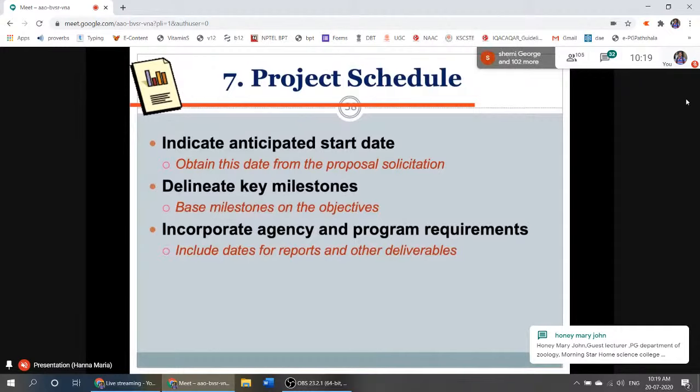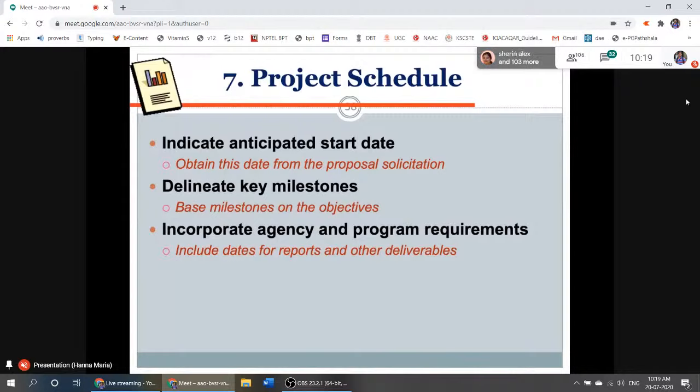You also have to indicate the anticipated starting date of the project. If you look at the European Union project, any international project, they will always ask what is the starting date? You can always look at the project funding agency, you get this. You also have to indicate the milestones that you are going to achieve. And you have to incorporate the agency's requirements, include date of reports and other deliverables. Every project they will ask, what are the deliverables? First year, second year, third year. Next one, please.